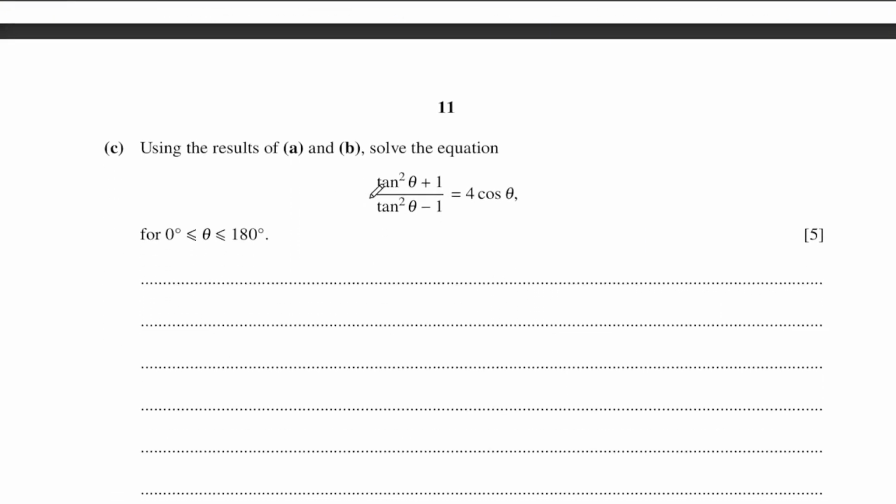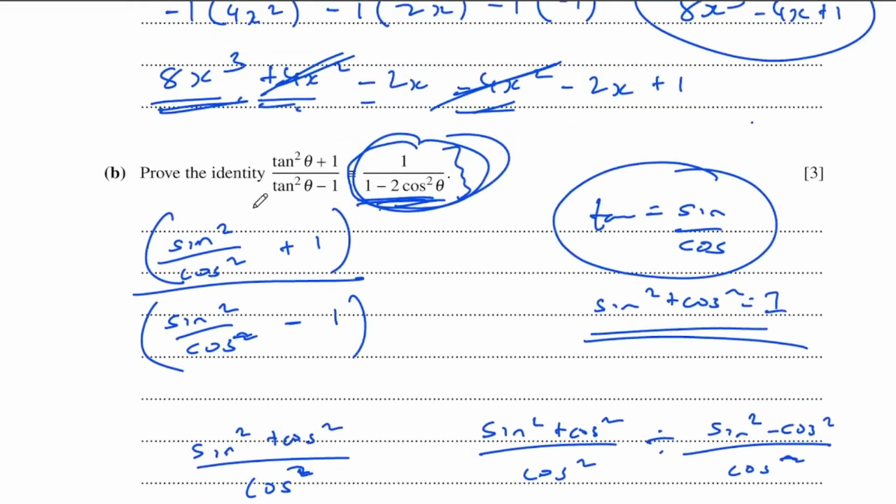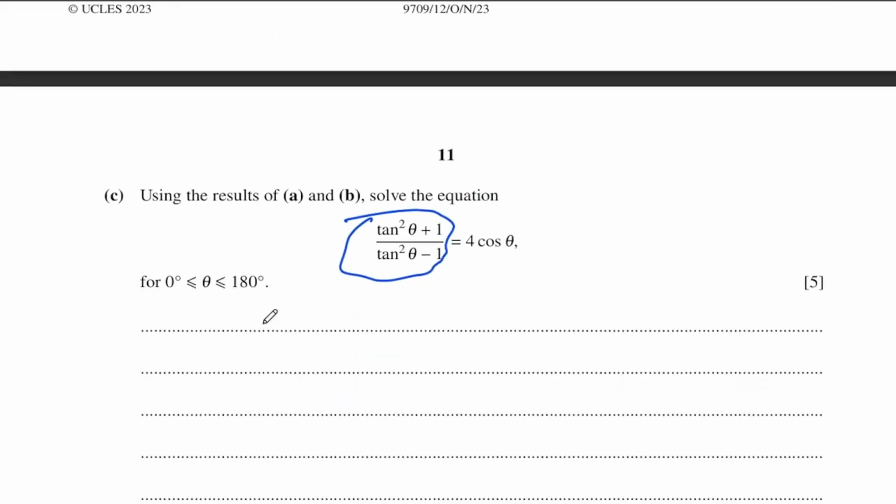Then for the last part, usually they give us the same exact identity, equals to something. So obviously this thing right here, we got it to be this. So 1 over 1 minus 2 cos squared theta equals 4 cos theta, and you need to solve this. The way we do this is remove the denominators first, so take it up here.